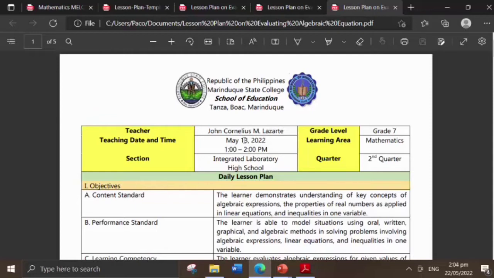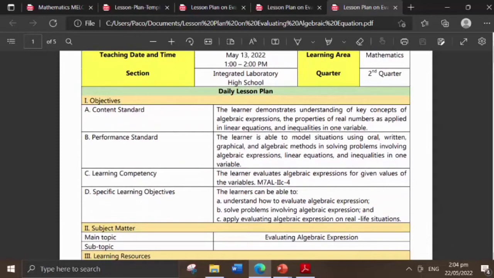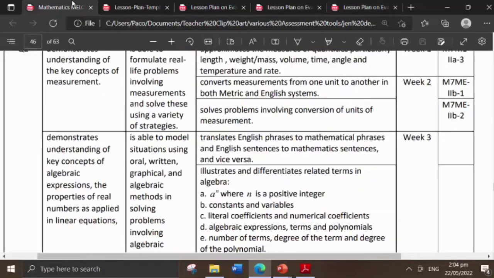In Integrated Laboratory High School. The lesson plan that I prepared is for Grade 7 Mathematics, second quarter, which is written here. For the first part of the lesson plan, we have the objectives, which contain the content standards, performance standards, learning competencies, and specific learning competencies. For parts A, B, and C, which are the content standards, performance standards, and learning competencies, we can find them in the MELCs or most essential learning competencies.